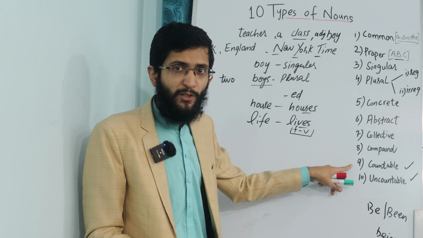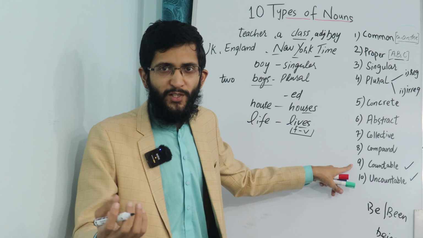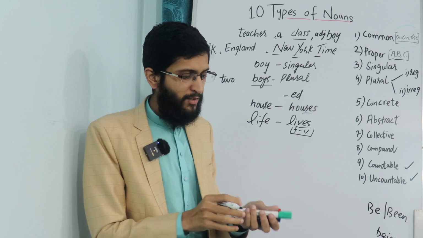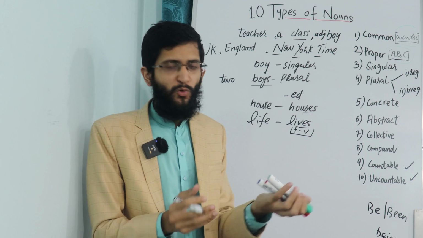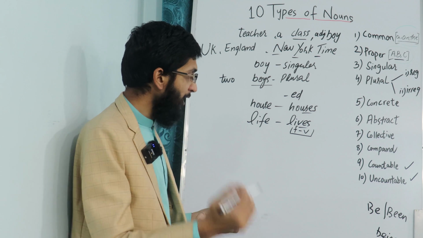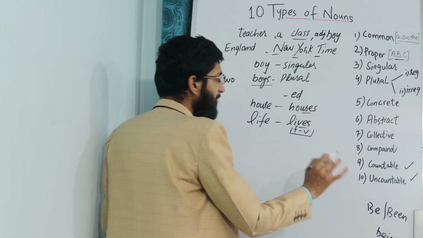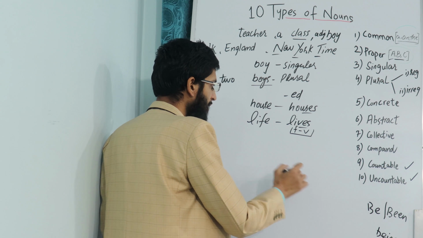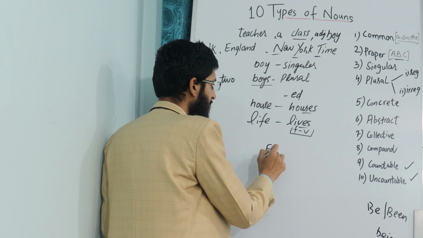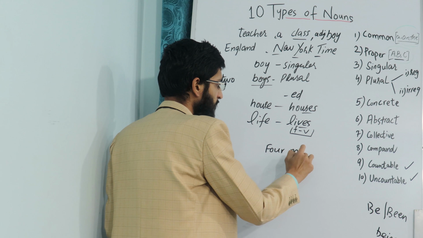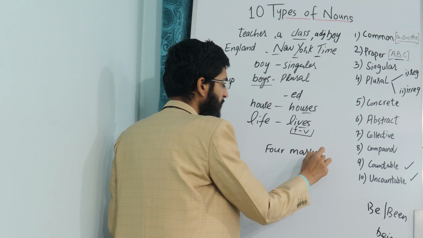Countable nouns are those which can be counted. This is a marker: 1, 2, 3, 4. These are 4 markers. So that means they can be counted. So it's easy to mention the number, 4 markers. How easy is that? 4 markers.